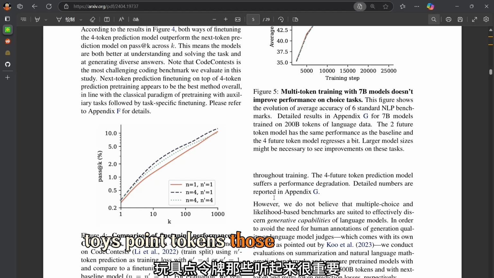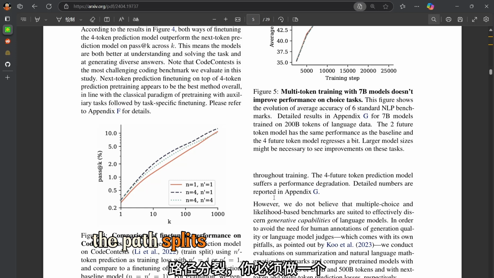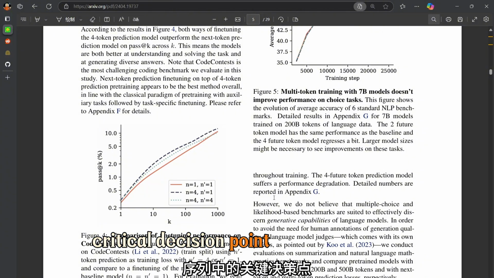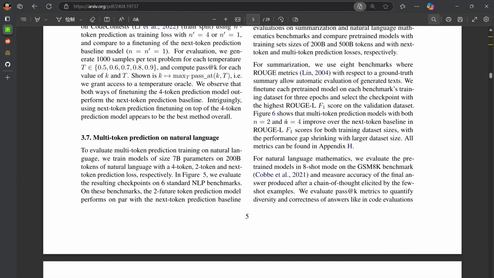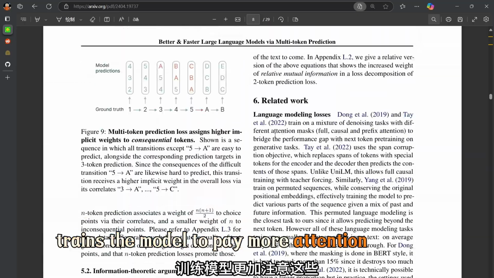Choice point tokens, those sound important. What are they exactly? Imagine navigating a maze. There are points where the path splits, and you have to make a crucial decision. So a choice point is a critical decision point in the sequence. Got it. Precisely. Multi-token prediction implicitly trains the model to pay more attention to these choice points.